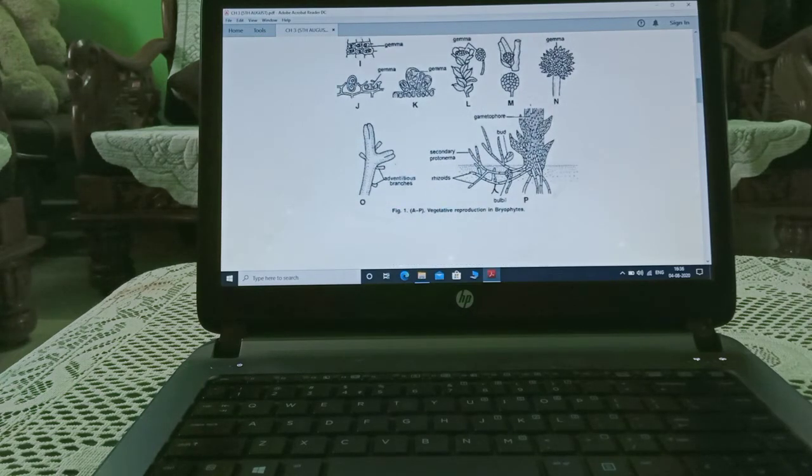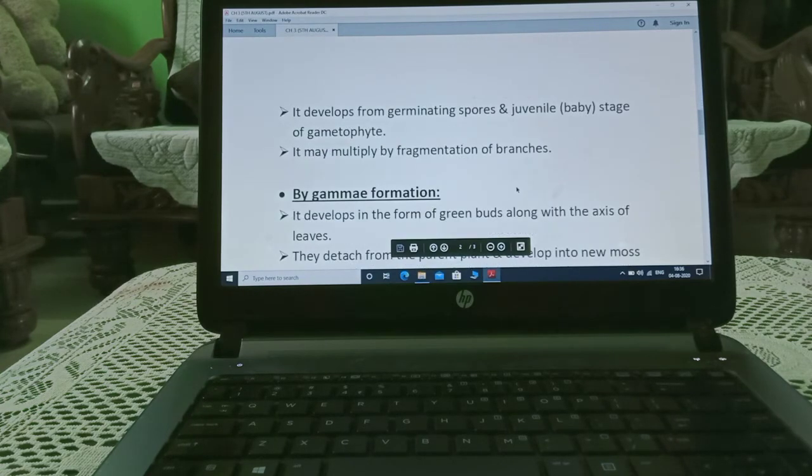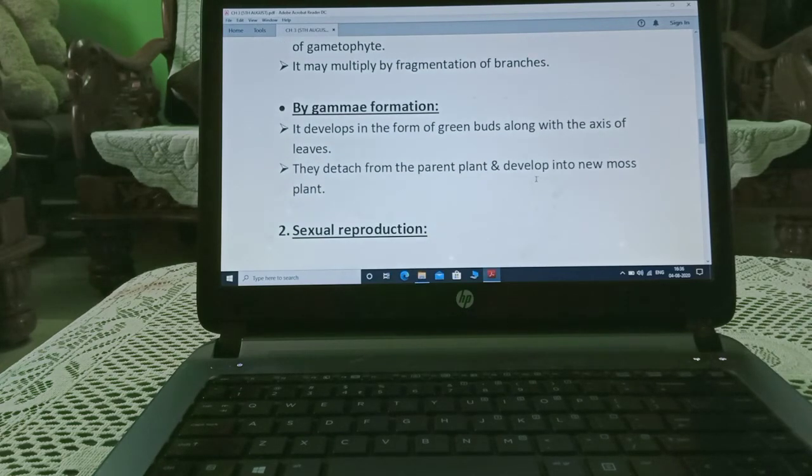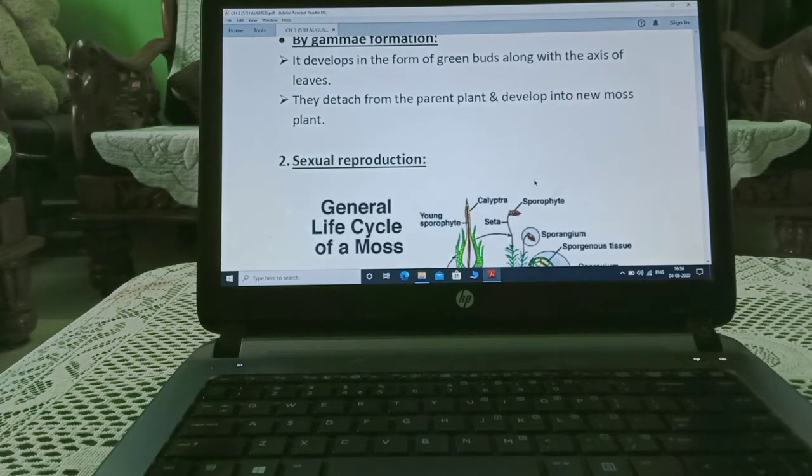Now here is the adventitious branch. Here is the formation of protonema, as you can see, secondary protonema, this is primary protonema, these are rhizoids, this is gametophyte, this is bud and this is the complete plant. It develops from germinating spores and the juvenile stage of gametophyte, and it may multiply by fragmentation of the branches. Now by gemma formation, it develops in the form of green buds along the axis of the leaves. They detach from the parent plant and develop into a new moss plant.